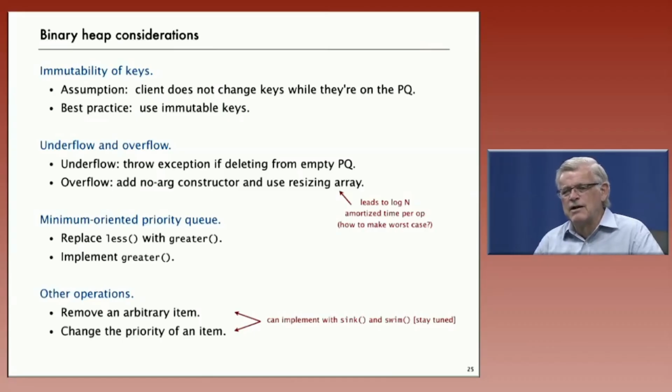We'll see later on, there's times when we want to expand the API and provide other operations like removing an arbitrary item from the priority queue, or give the client in the API the capability of changing the priority of an item. Our sink and swim methods are good for making this happen, but we'll delay these implementations until we need them in a more complicated algorithm.